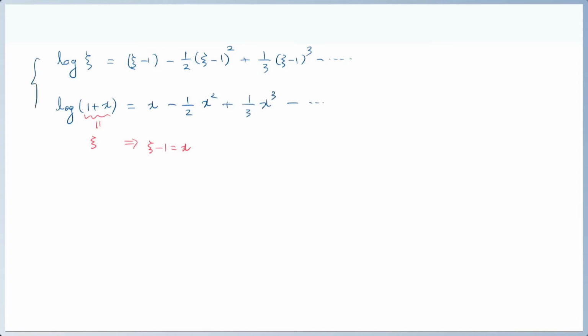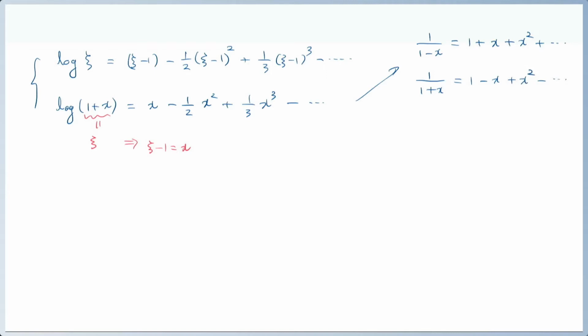This is something that we learn in calculus. By the way, to remind you, everything starts from the geometric series formula: 1 divided by 1 minus x is equal to 1 plus x plus x squared plus dot dot dot. So if you do 1 over 1 plus x, you get 1 minus x plus x squared minus x cubed, and so on and so forth.